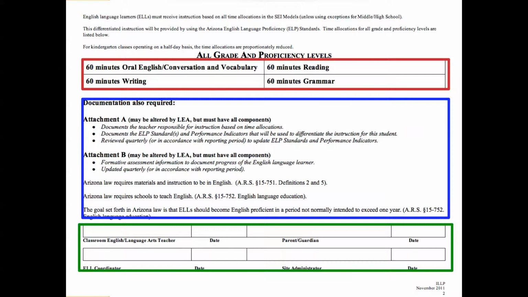Page 2 of the document identifies the required instruction that students should be receiving as follows: 60 minutes each of oral English, including conversation and vocabulary, reading, writing, and grammar. Since this is an ILLP, it is understood that at the elementary level, the classroom mainstream teacher will be writing and providing the instruction of the ILLP. At the middle school and high school level, the English or language arts teacher is charged with the primary responsibility for writing and maintaining the ILLP. The required attachments are identified on page 2, as well as the required signatures.